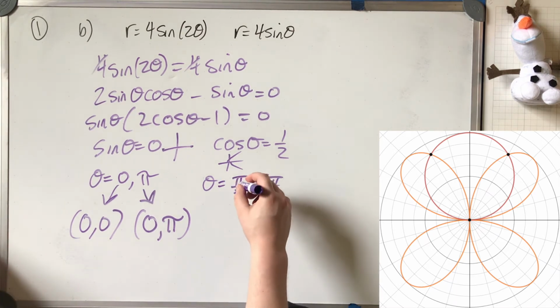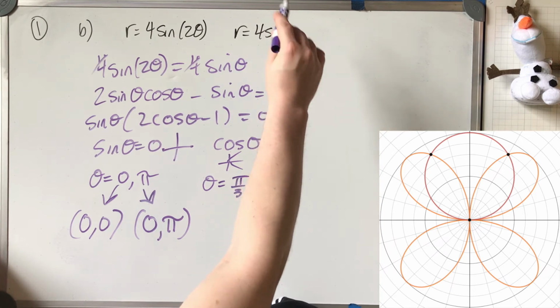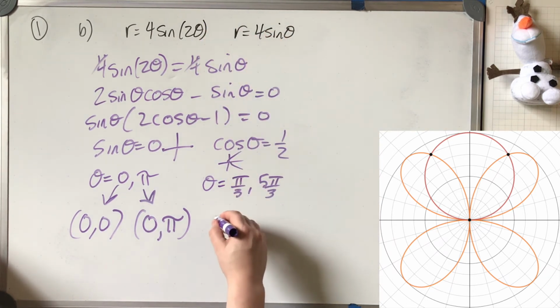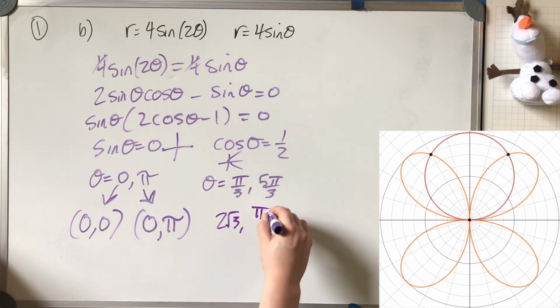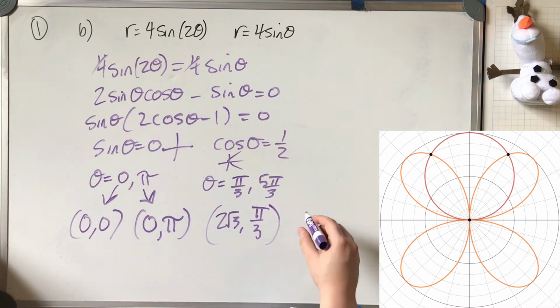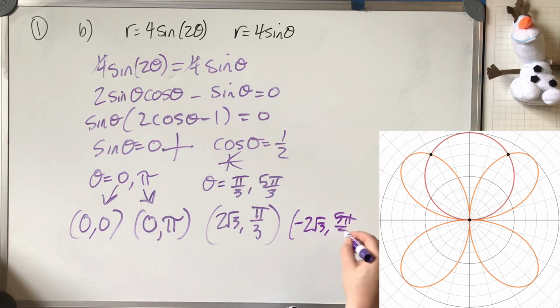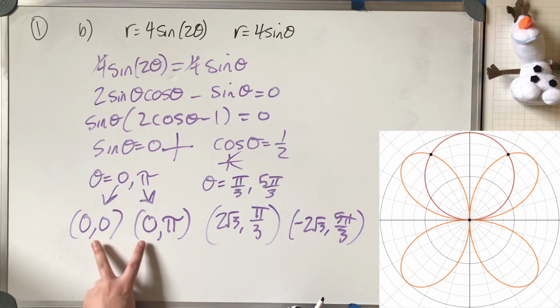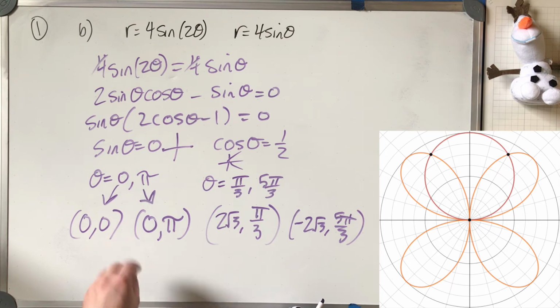We can do pi over 3. That's going to be sine pi over 3 is going to be a square root of 3 over 2. So times 4, that's going to be 2 root 3, pi over 3. 5 pi over 3, that's going to be a negative. Same idea, so I'll get a negative 2 root 3, 5 pi over 3. So these are the 4 different intersection points. Even though these guys end up at the same exact point in the center, they happen at different angles, so we have to count them as separate.